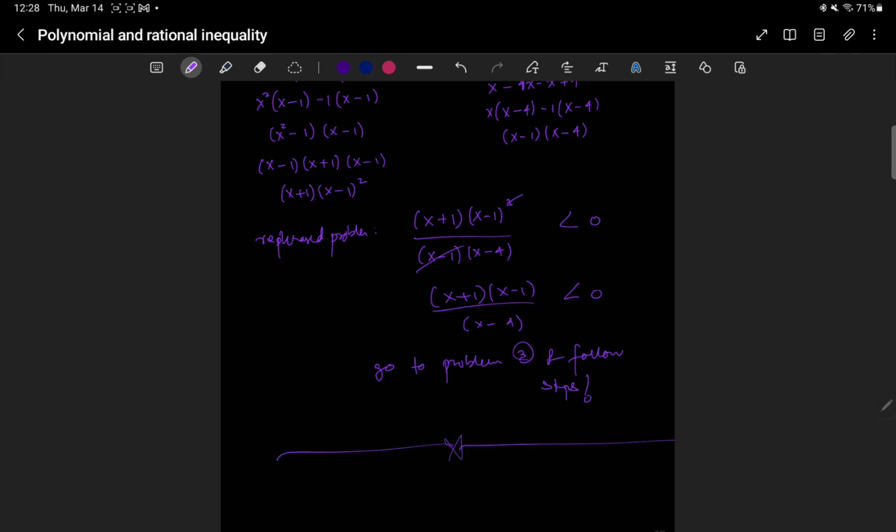So that's it. That's the basic idea for solving any inequality, which we've just applied to the case of a polynomial and a rational expression. That's it for this particular topic.